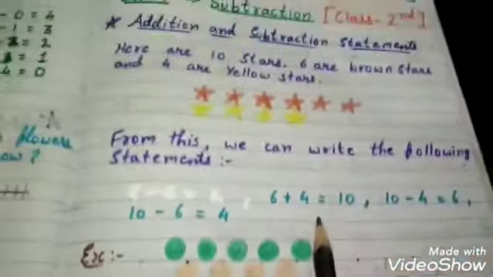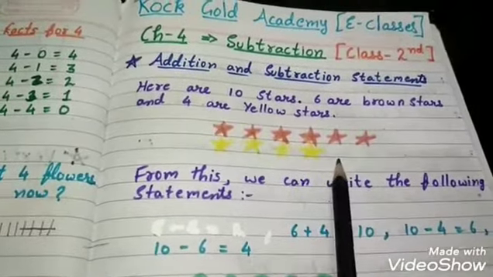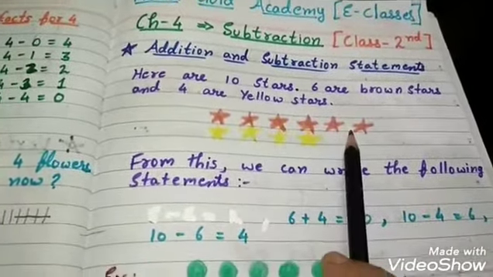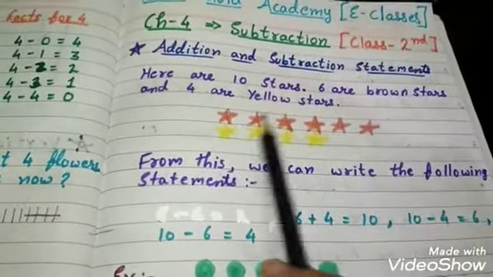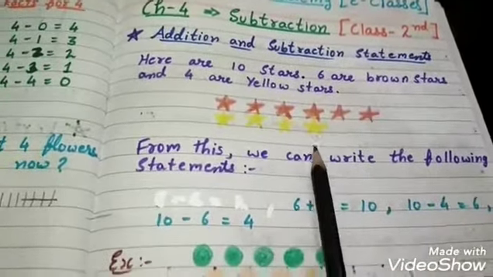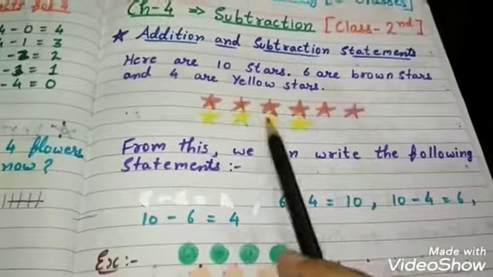10 minus 4, we get the answer 6. And 10 minus 6, we get the answer 4. These statements we can make from this.